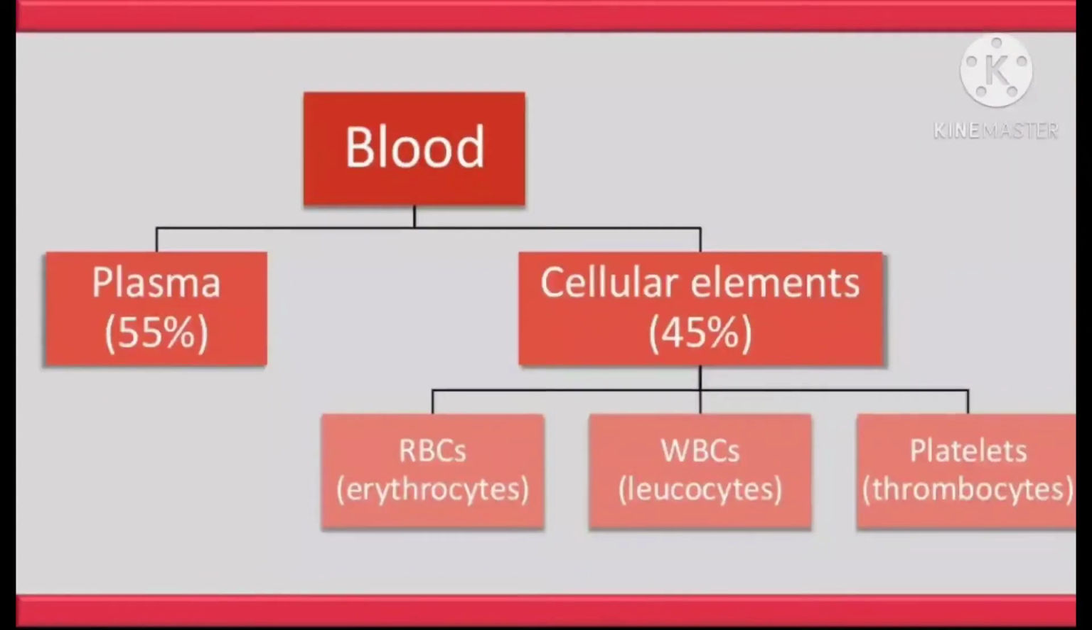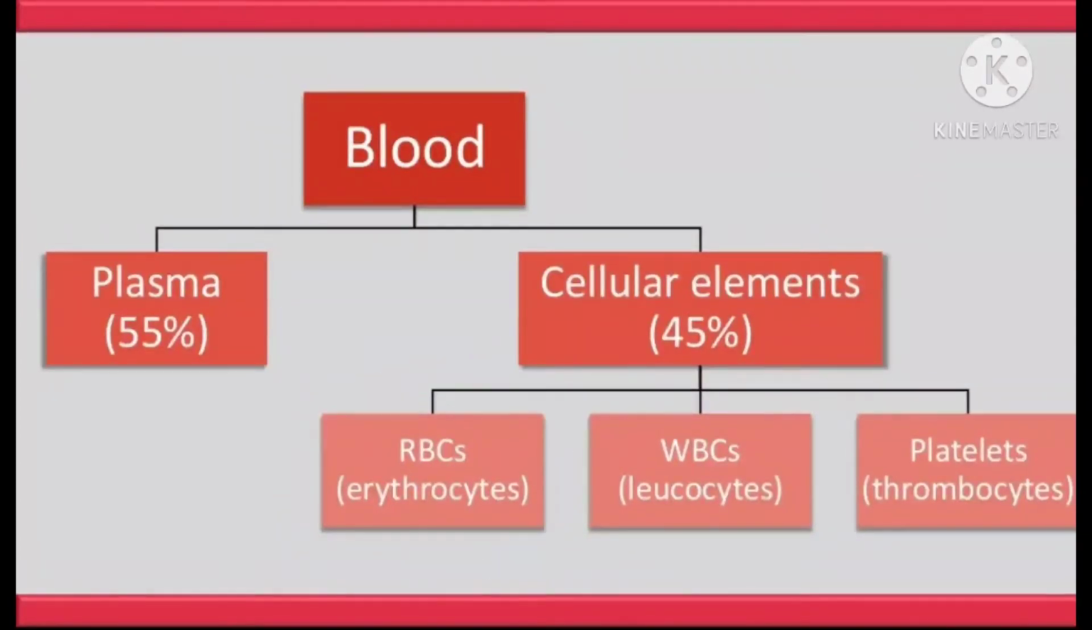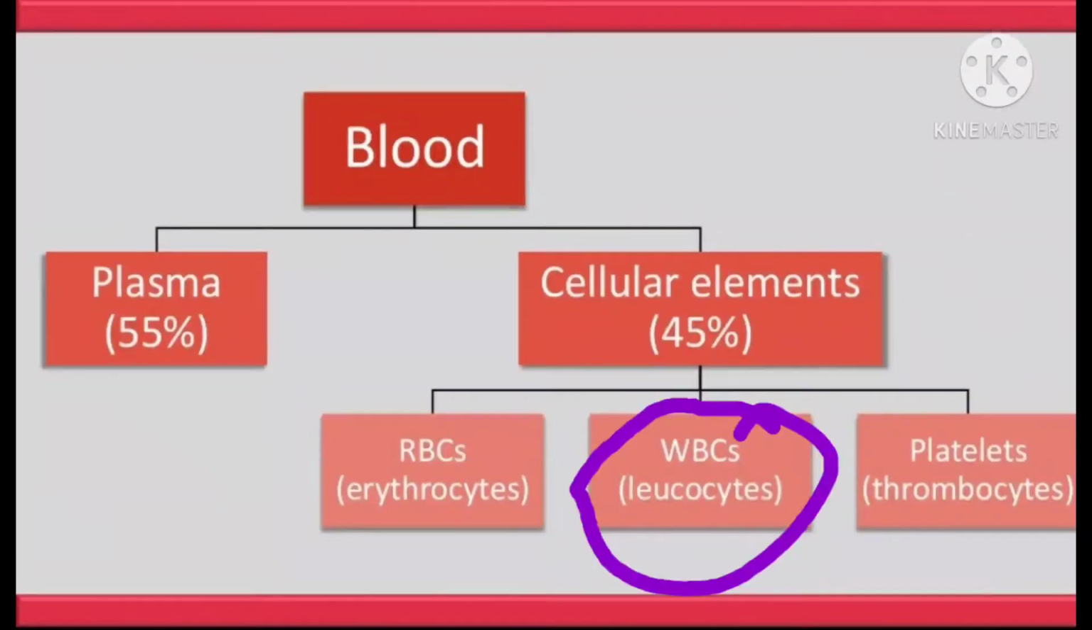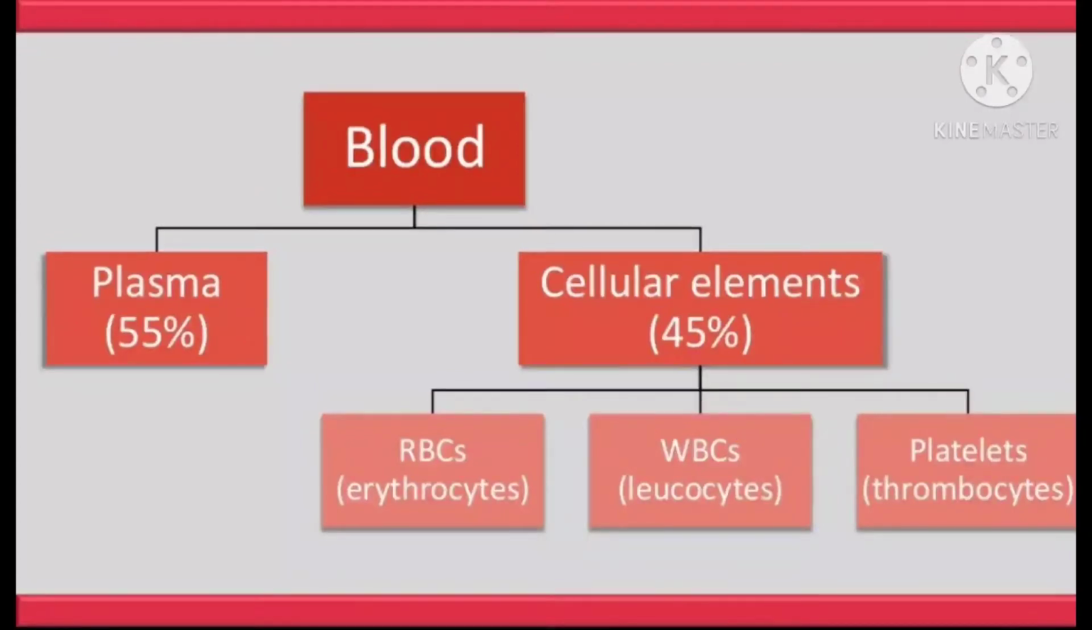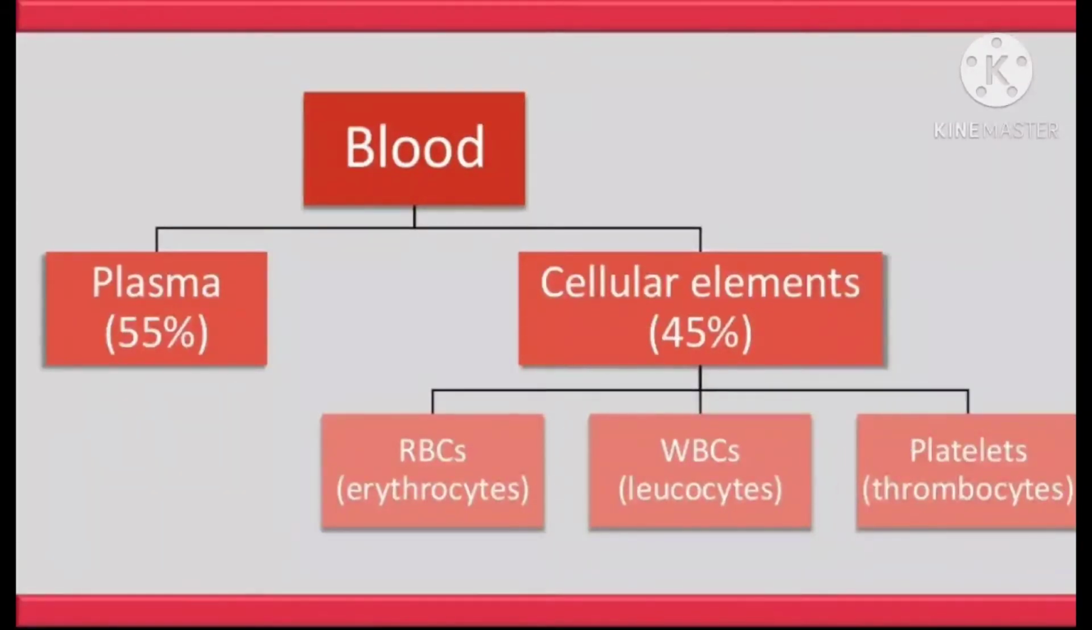So what are these cellular elements? Let us find out. So the first one is your RBCs. The other name of RBC is erythrocytes. The second one is WBCs. The other name of WBC is leukocytes. And the third one is platelets. And the other name of platelets is thrombocytes.